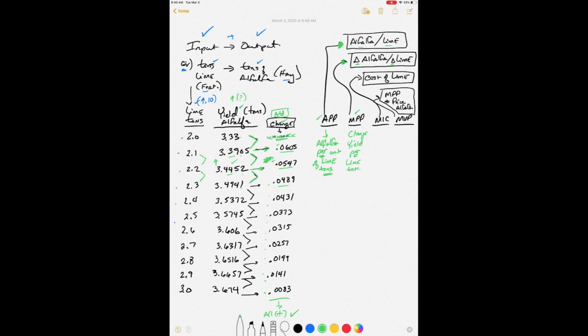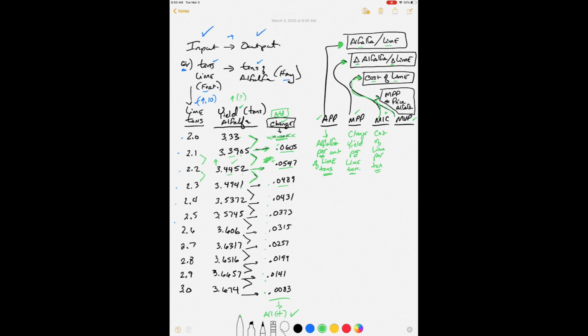So that means marginal physical product is the change in alfalfa yield per the change in 1 ton of lime again. Don't let it confuse you. Again, we're going up by 0.1, but it's all based on per tons of lime. What is MIC? It stands for marginal input cost, and that is just the cost of the lime, and that is per ton. In this case, it was given to you at $10.